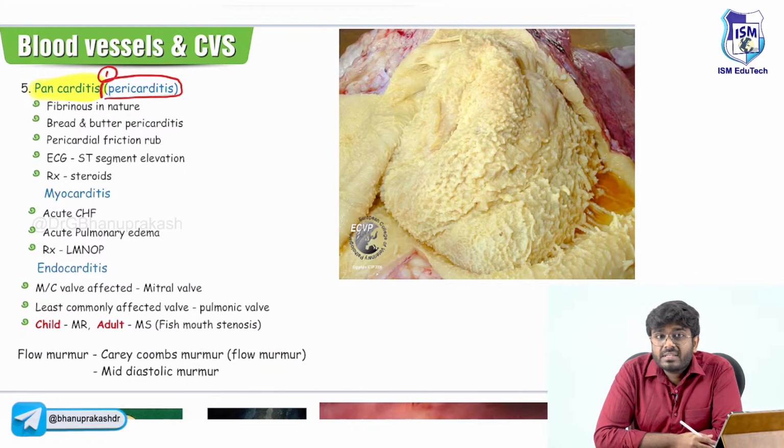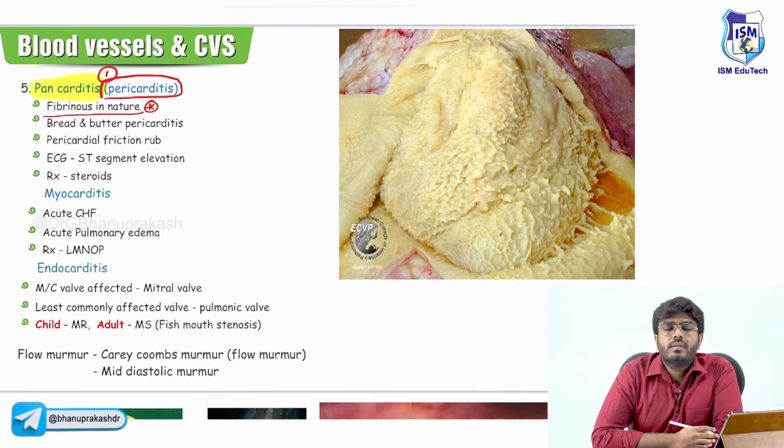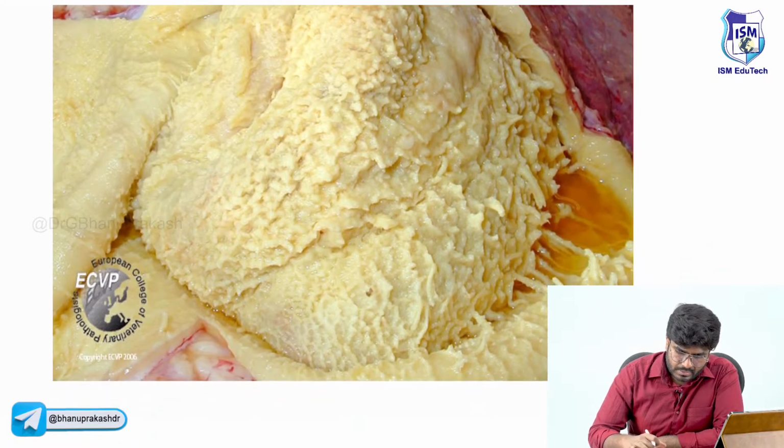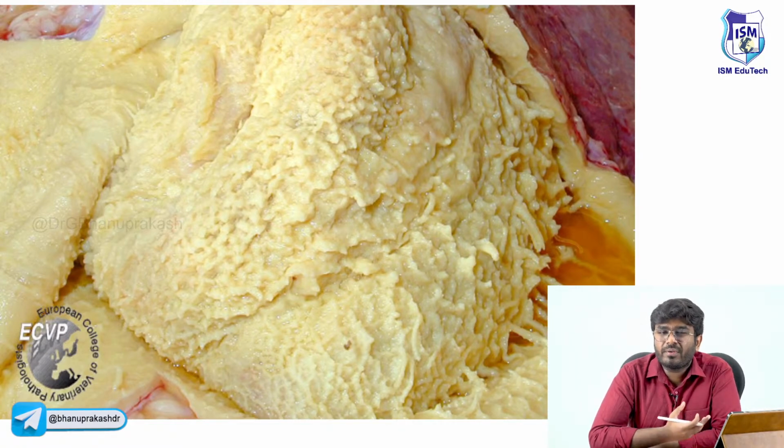See, if pericardium is involved, which type of pericarditis will it cause? Later in tomorrow's class, we will discuss different types of pericarditis also. There are serous pericarditis, hemorrhagic pericarditis, fibrinous pericarditis. Now look here, this is the pericardium, sir. How is it looking? It's looking like a very cheesy, butter kind of appearance, right? So this is called the bread and butter appearance of the pericardium, sir. Bread and butter pericarditis.